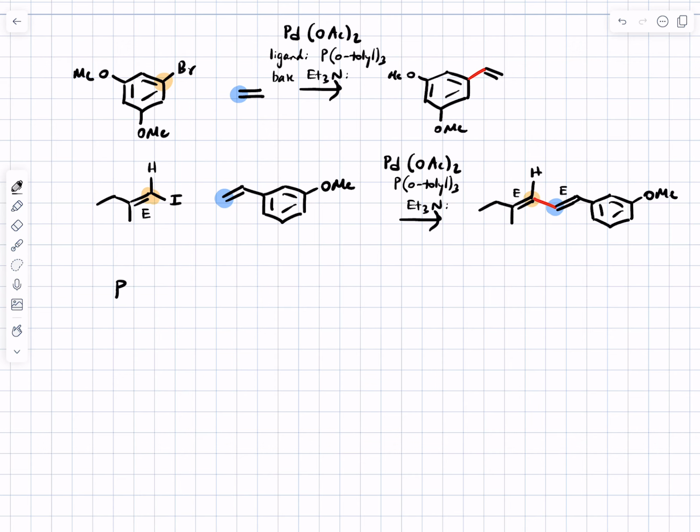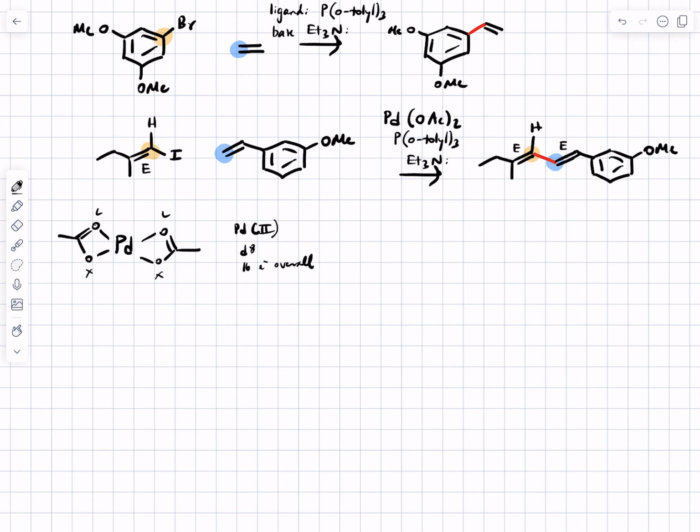So here is palladium acetate. You've seen this organometallic complex before. Two L-type ligands, two X-type ligands. Overall the complex is neutral, so it's palladium 2. There are 8 d electrons, and overall there are 16 electrons. So it's not coordinatively saturated.